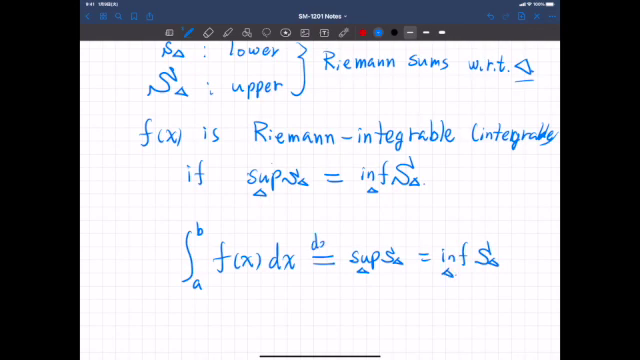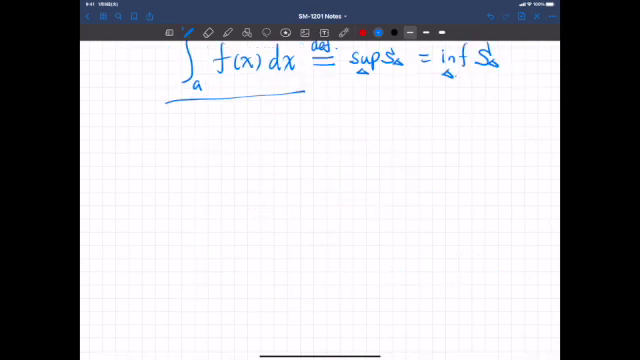Okay, so this is the definition of this definite integral. If all these definitions seem too obvious, let's consider the following counterexample of Riemann integrable functions.